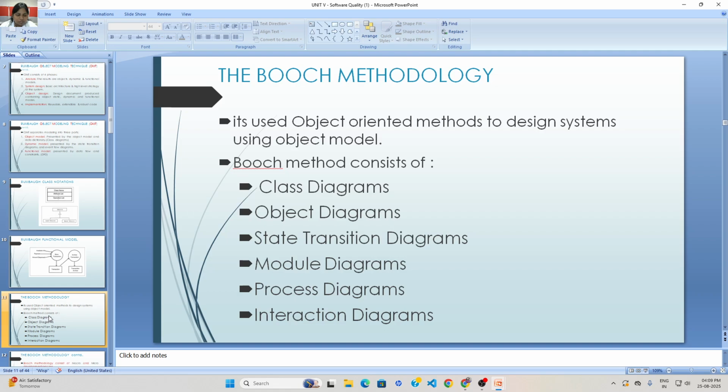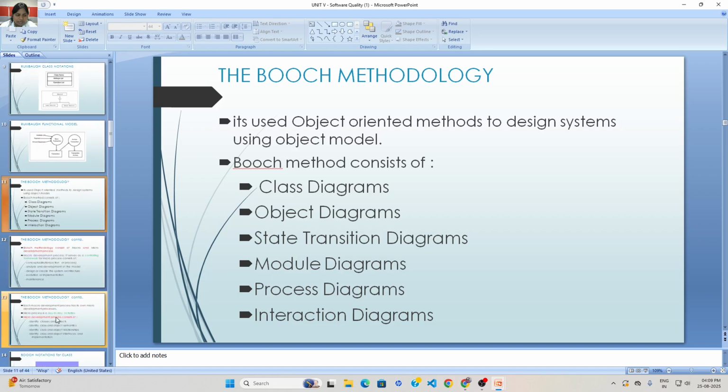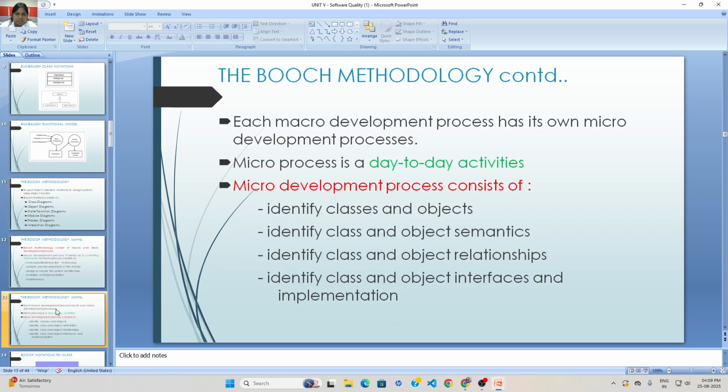And the next one, the Booch methodology. The Booch methodology was developed by Grady Booch. It uses object-oriented methods to design the system using the object model. It consists of class diagram, object diagram, state transition diagram, module diagram, process diagram, and interaction diagram. Two types of process are developed here: one is the macro development process, and the other is the micro development process.